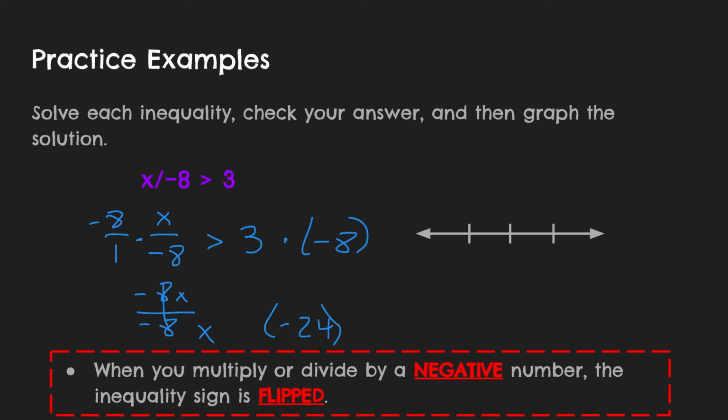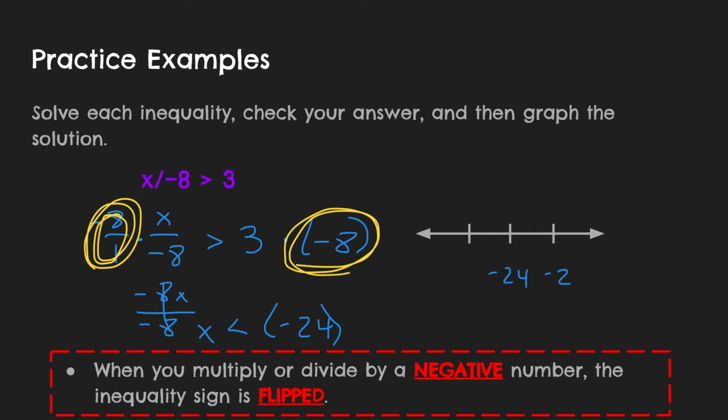And then since we multiplied, notice we multiplied by negative 8. So that means our sign is going to flip. So it's going to go the other way. So we have x is less than negative 24. So negative 24, negative 23. So I'm going to have an open circle since it's less than, not less than or equal to. And since it's less than, I'm going to go to the left.